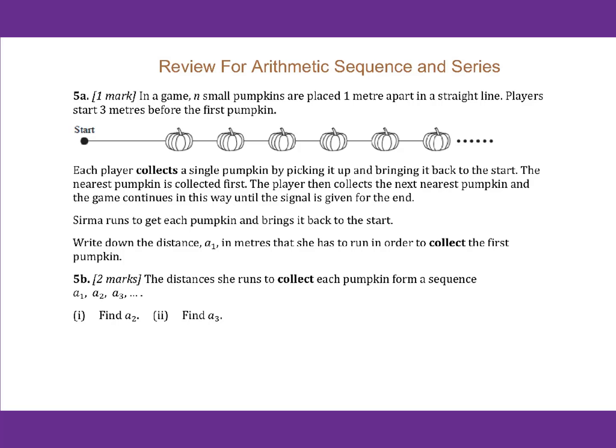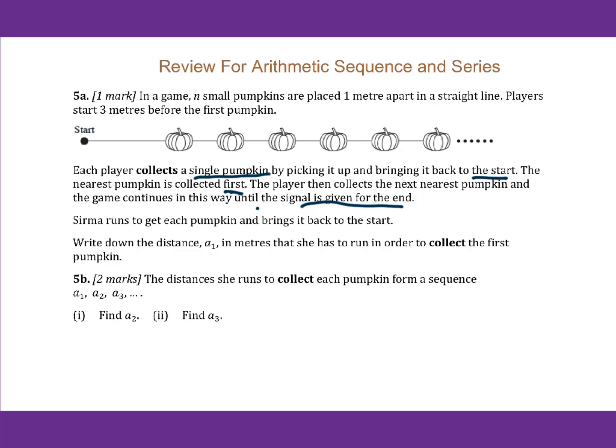Question 5a. In a game, n small pumpkins are placed 1 meter apart in a straight line. Players start 3 meters before the first pumpkin. Each player collects a single pumpkin by picking it up and bringing it back to the start. The nearest pumpkin is collected first. The player then collects the next nearest pumpkin, and the game continues in this way until the signal is given for the end.